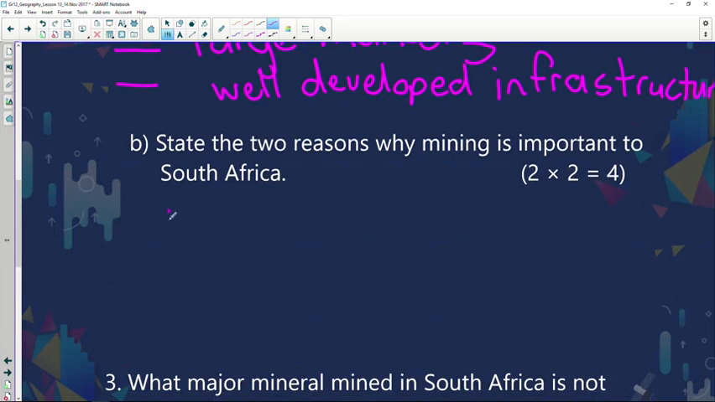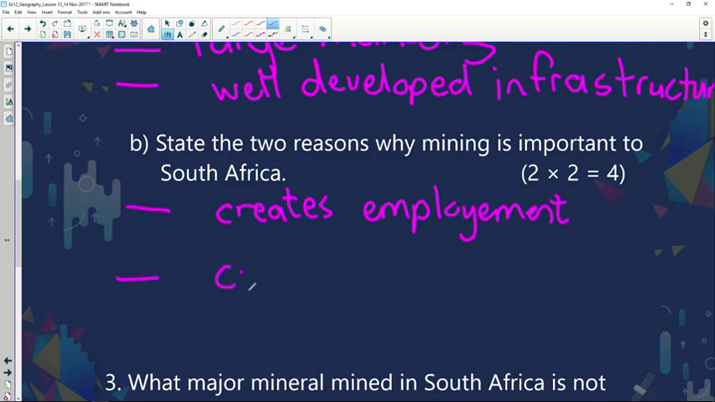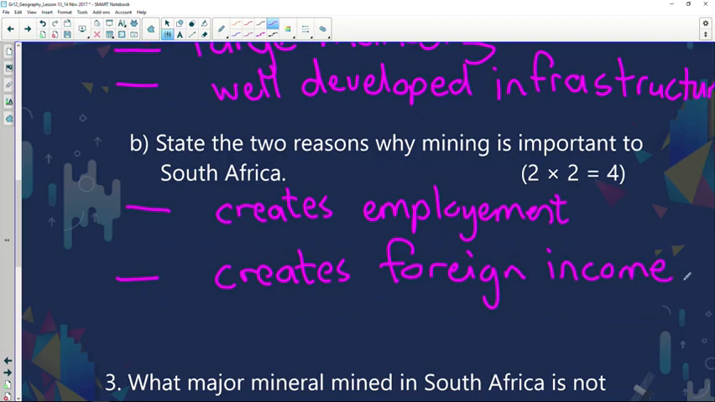Now, first of all, the most important reason, it creates employment. So it gives people opportunity to earn an income and provide for their families. And it creates foreign income for the country. And with the foreign income, it means our government can spend more money on infrastructure and on service delivery in our country.